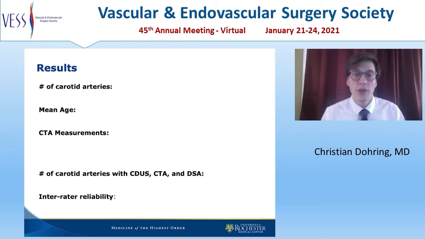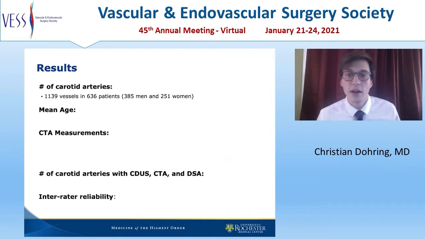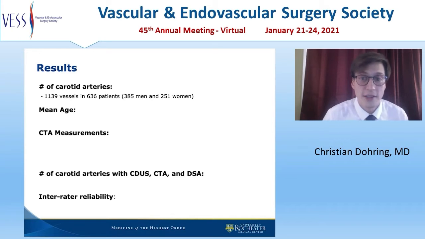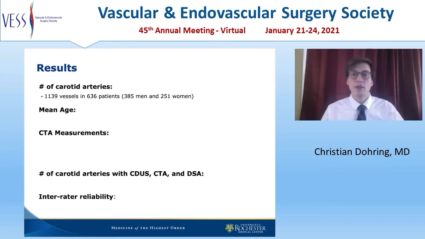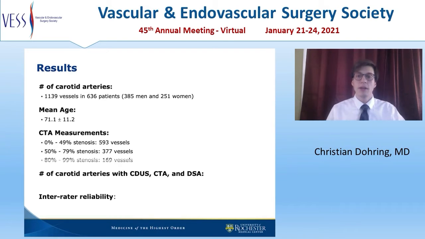In total, 1,139 vessels and 636 patients were analyzed. The mean age at the time of ultrasound was 71.1 years old. Of the vessels included in the study, 593 were measured to have 0 to 49% stenosis, 377 were measured to have 50 to 79% stenosis, and 169 were measured to have 80 to 99% stenosis.